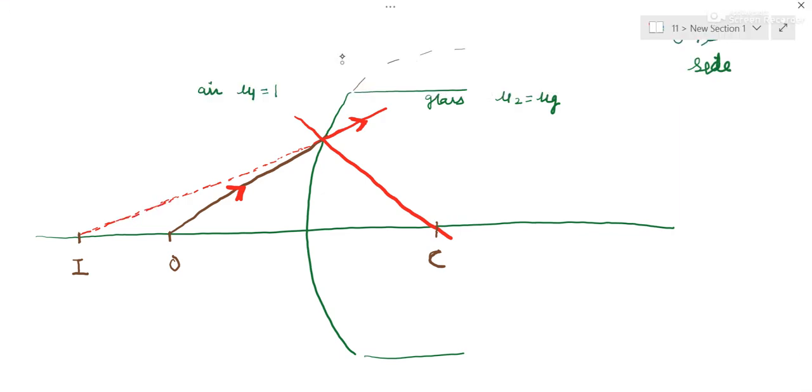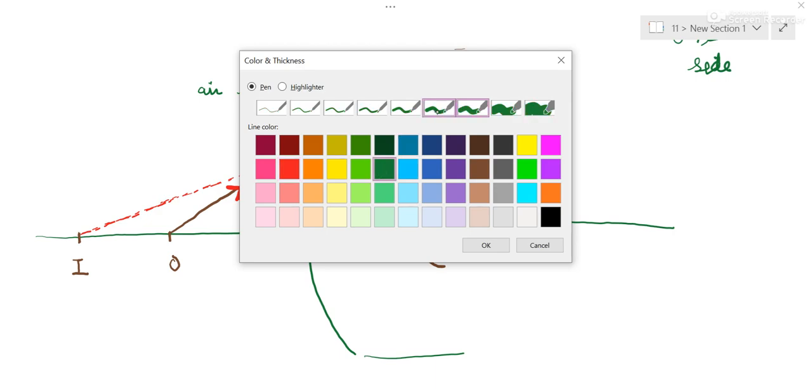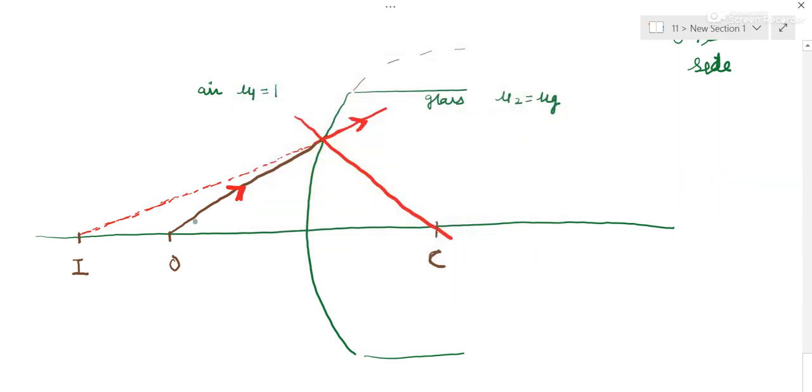Now let us label the different angles. This is O, angle is alpha, I angle is beta, C angle is gamma. This is perpendicular, this is M, this is P. Now we have O and C. This angle is the angle of incidence, and I and C is the angle of refraction.